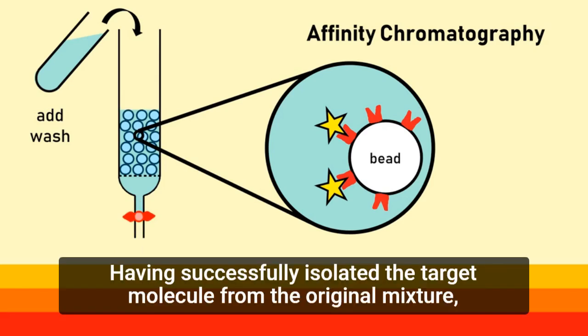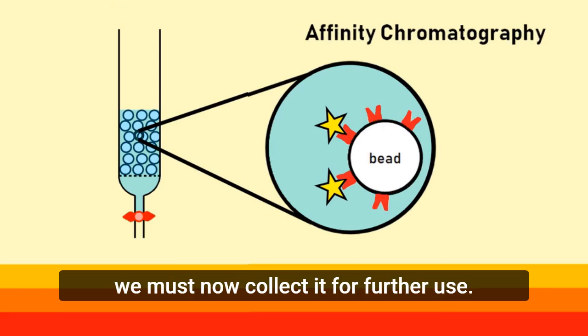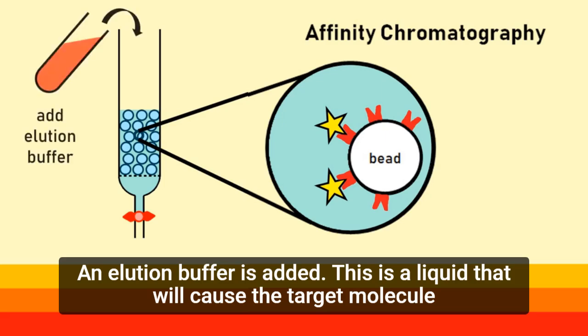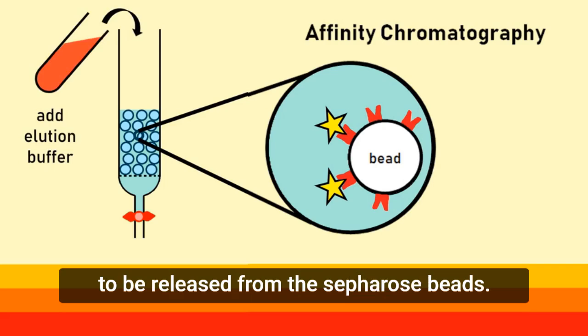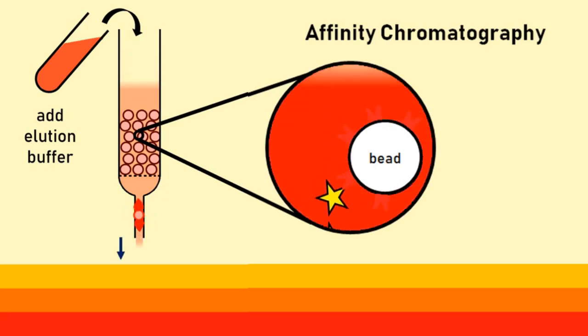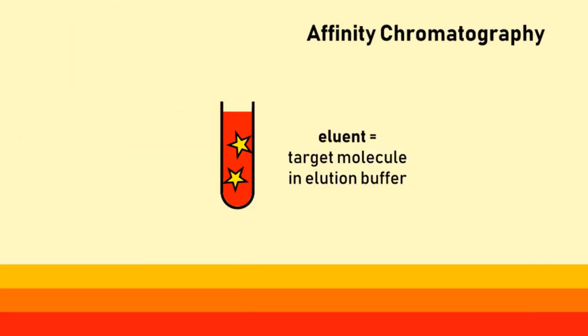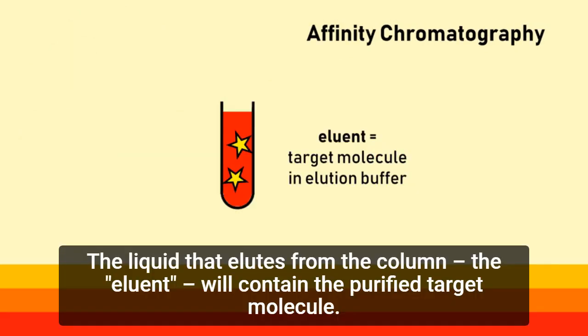Having successfully isolated the target molecule from the original mixture, we must now collect it for further use. An elution buffer is added. This is a liquid that will cause the target molecule to be released from the Sepharose beads. The liquid that elutes from the column, the eluent, will contain the purified target molecule.